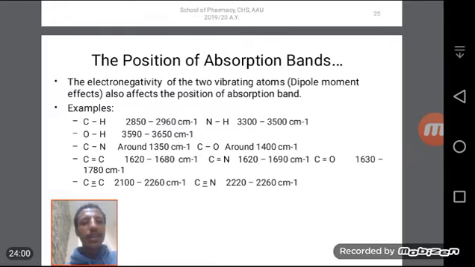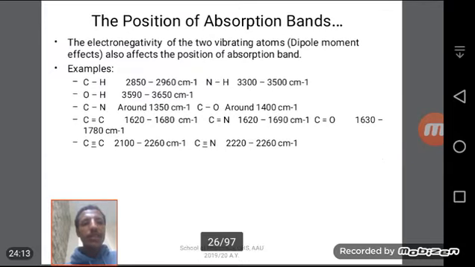The other factor is the electronegativity of the two vibrating atoms, or inductive effect, which also affects the position of the absorption band. That means the more electronegative the atom that interacts with another atom, the higher the frequency of the vibration. For example, the carbon-hydrogen stretch has a frequency of 2850 up to 2960 per centimeter.